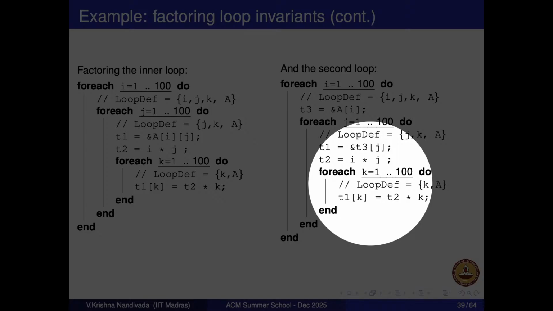Let me just focus on the last K loop. This is the K loop. I am saying I'll write T4 equal to T2, T1 sub K equal to T4, T4 equal to T4 plus T2.